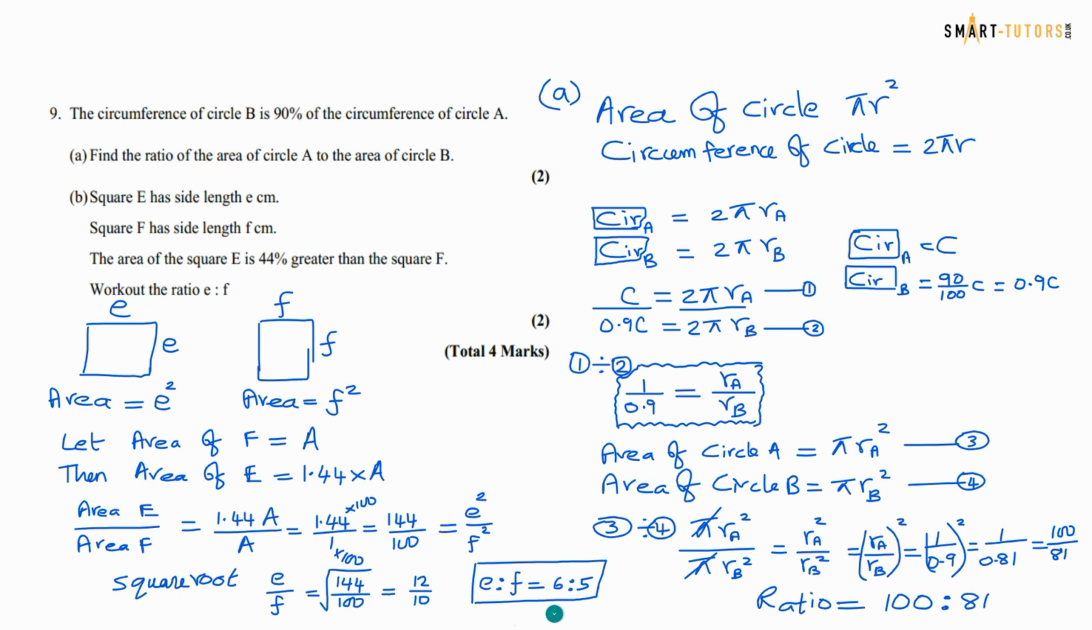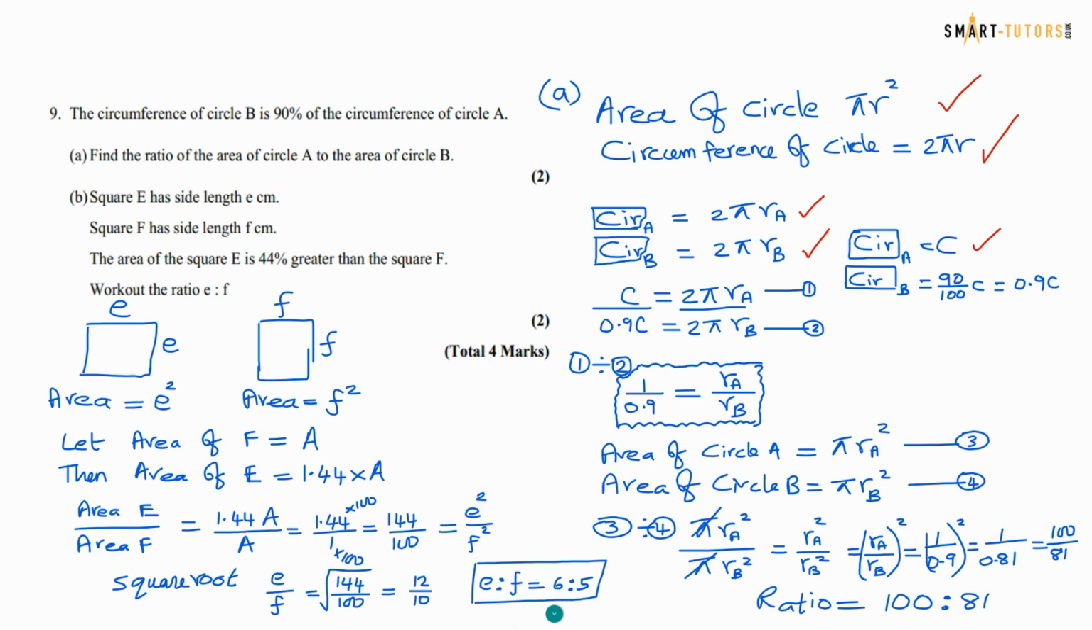The circumference of circle B is 90% of the circumference of circle A. So first of all, you need to know the equations of the circle. Area of the circle is pi r squared. Circumference of the circle is 2 pi r. Circumference of circle A is 2 pi rA. Circumference of circle B is 2 pi rB. If the circumference of circle A is C, the circumference of circle B is 90% of it, 90 over 100 times C. If you simplify this, it's 0.9 C.